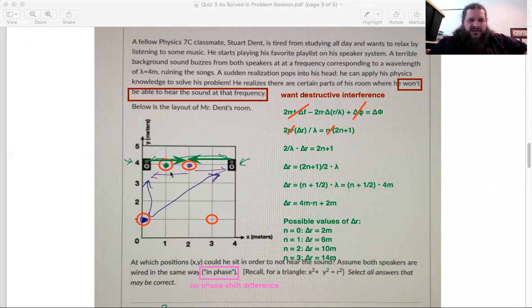Yeah, it's exactly the same distance. One of them is traveling 2 meters. The other one's also traveling 2 meters. So since they're the same distance, same path length, so delta R is 0 meters. What sort of interference would that provide if there's no difference in path length?